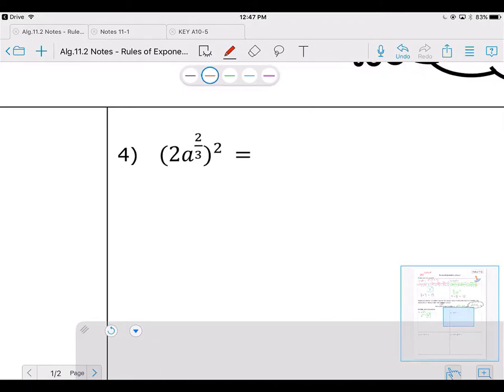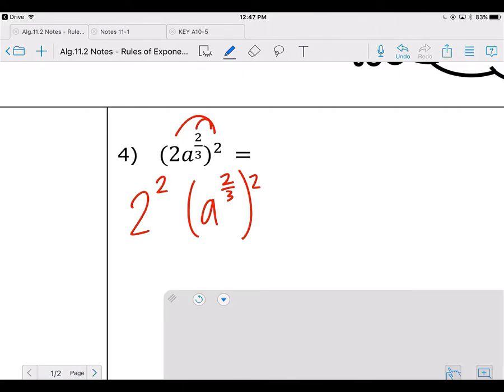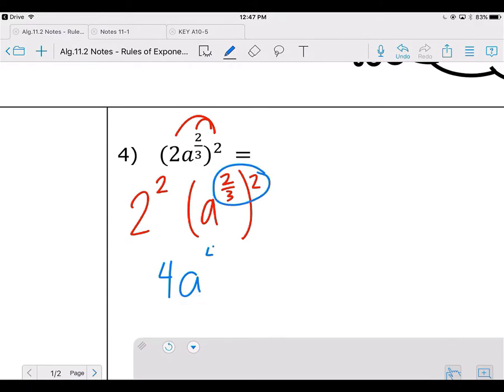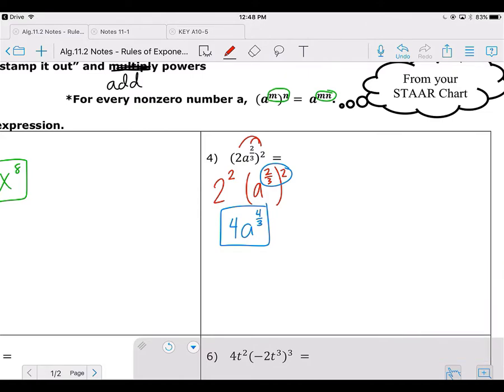For problem 3, you have to distribute the powers. So everything gets a 2. 2 gets a little 2, and a to the 2/3 gets a little 2. Now 2 squared we can put into our calculator and see that that's 4. And then these are right on top of each other, so we multiply them. You can multiply them in your calculator and get 4/3. We do leave exponents as fractions. Okay, so do be careful there. You have to like backwards distribute if you have more than one thing in the parentheses.